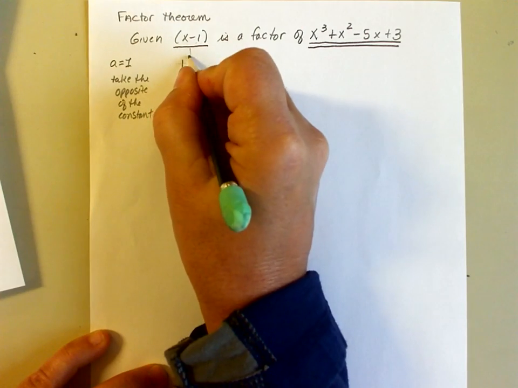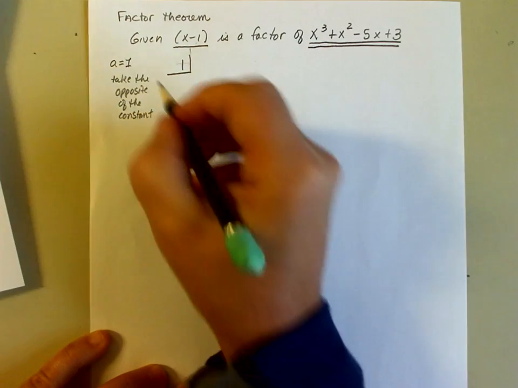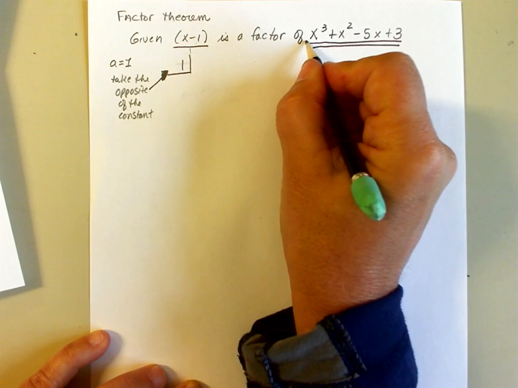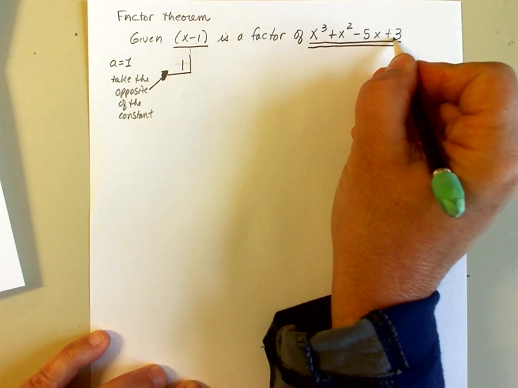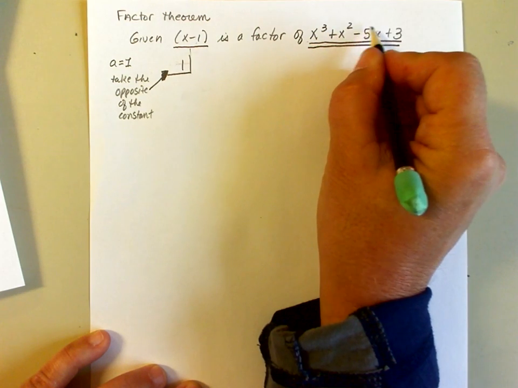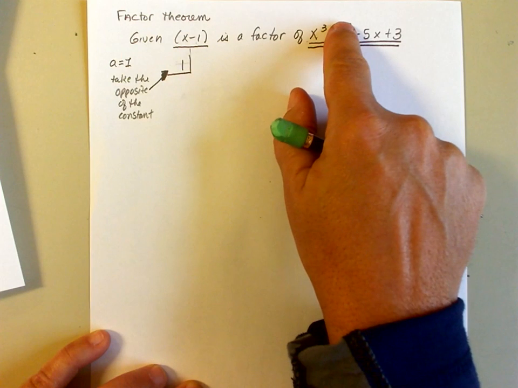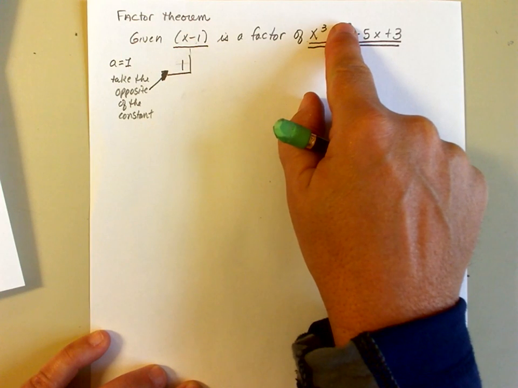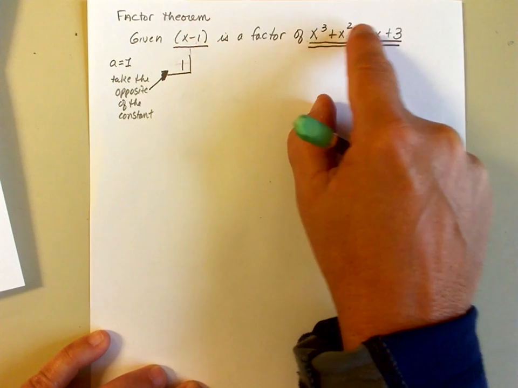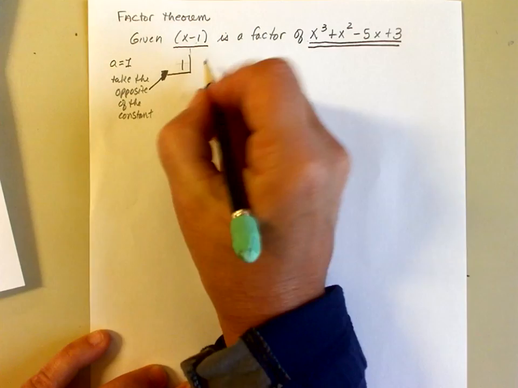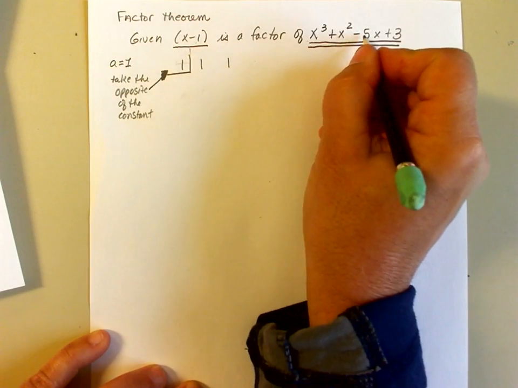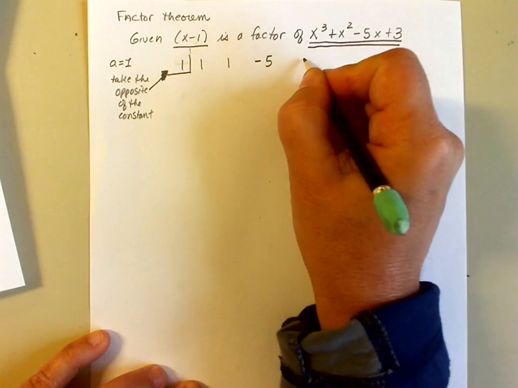Here I'm going to use a positive 1 in synthetic division. That's the objective. I will now align the coefficients and the constant as they appear in decreasing order of the exponent. If I'm missing an exponent, such as an x squared, I will put a placeholder in its place. I will use a 0. But in this case, we have 3, 2, 1, and the constant. So we're just going to align them by the coefficients of 1, 1, negative 5, and positive 3.